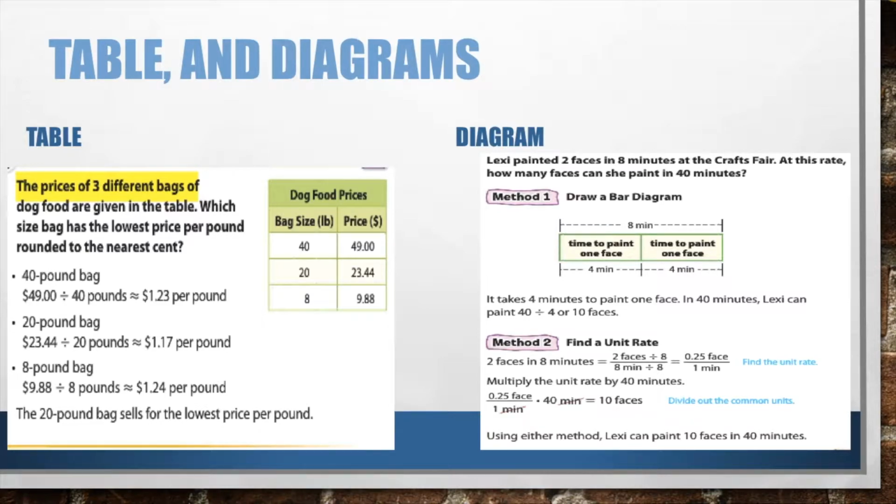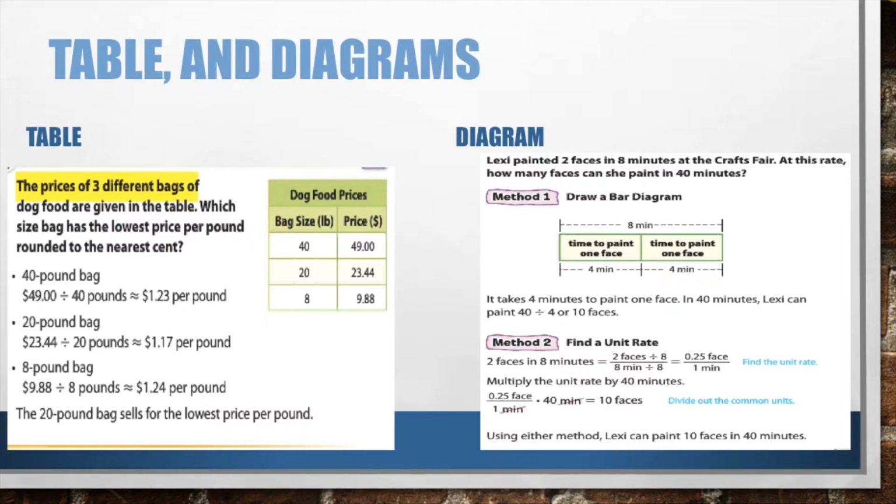The next example I have for you is a diagram, and I want you to focus on the top here. It says, Leah paints 2 faces in 8 minutes at the craft fair. At this rate, how many faces can she paint in 40 minutes? In order to find that out, we need to find out how many faces she's painting in 8 minutes, which in that case is 2 faces. How long does it take her to paint 1 face? Well, we can look at the diagram and see out of 8 minutes total, it takes her 4 minutes each to paint a face.